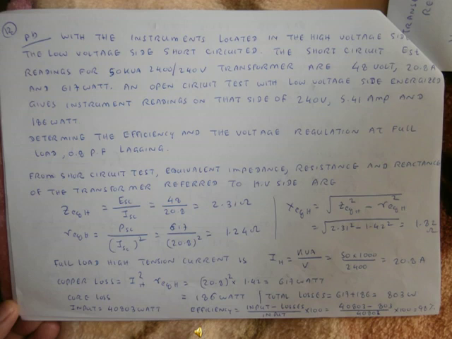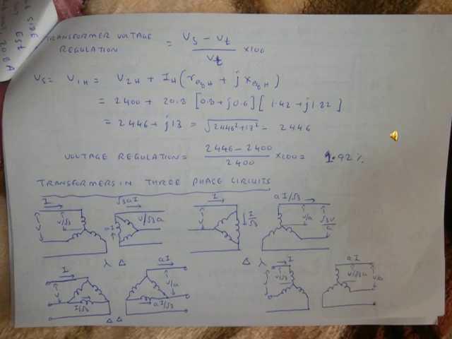We can also calculate the transformer voltage regulation. The transformer voltage regulation can be calculated as Vs minus Vd divided by Vd multiplied by 100. So in this case, our Vs equal to V1H is equal to V2H plus IH multiplying R equivalent H plus j X equivalent H. So that will be V2H at 2400, IH at 20.8, R equivalent H is at 0.8, j X equivalent is 0.6, and also multiplying with 1.42 and j 1.82.